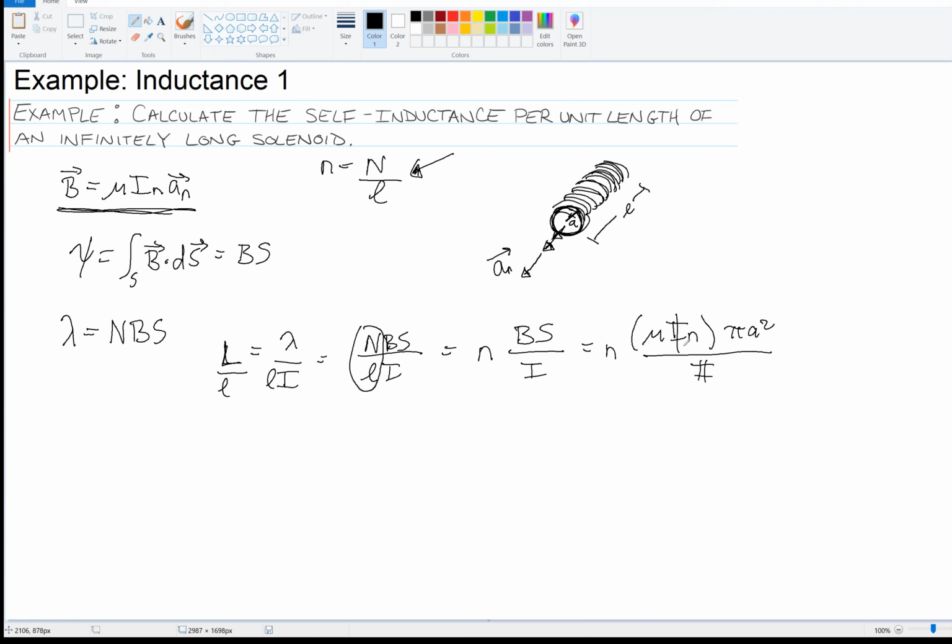So the I's cancel, I've got N squared there, and so I get the inductance per length of this thing is N squared times the permeability times pi times A squared. Got it.